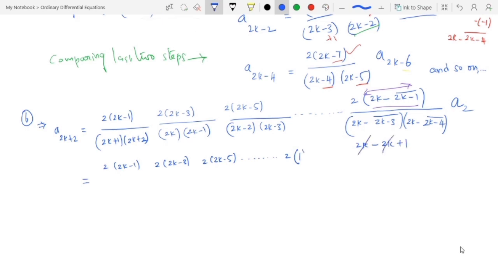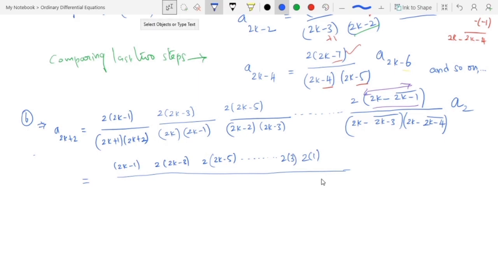So here we get 1. So obviously, what comes before? 2 into 3. That means 1, 3, 5 and so on to 2k minus 1. That is consecutive odd numbers.